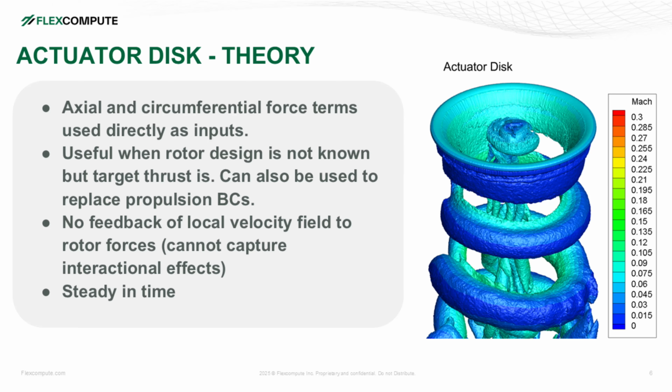The simplest model is the actuator disk, which is often used in conceptual design when limited rotor information is available. You typically provide thrust and torque, or thrust per unit area, and the solver applies an equivalent pressure jump across the disk. There is no feedback between the local velocity field and the applied forces. As a result, actuator disks do not capture interaction effects or inflow variations. They are best suited for early-stage design or for studying gross downstream effects of a rotor.